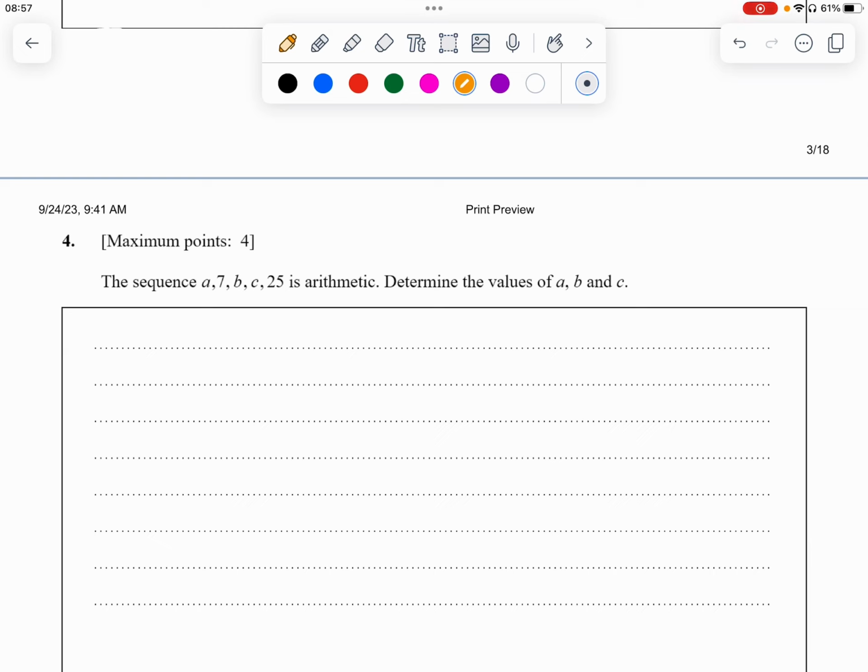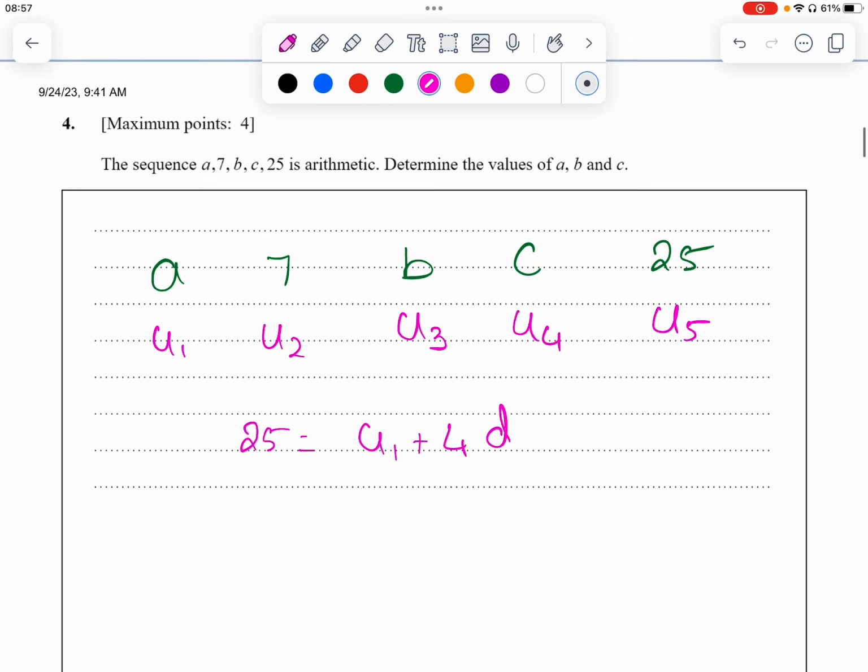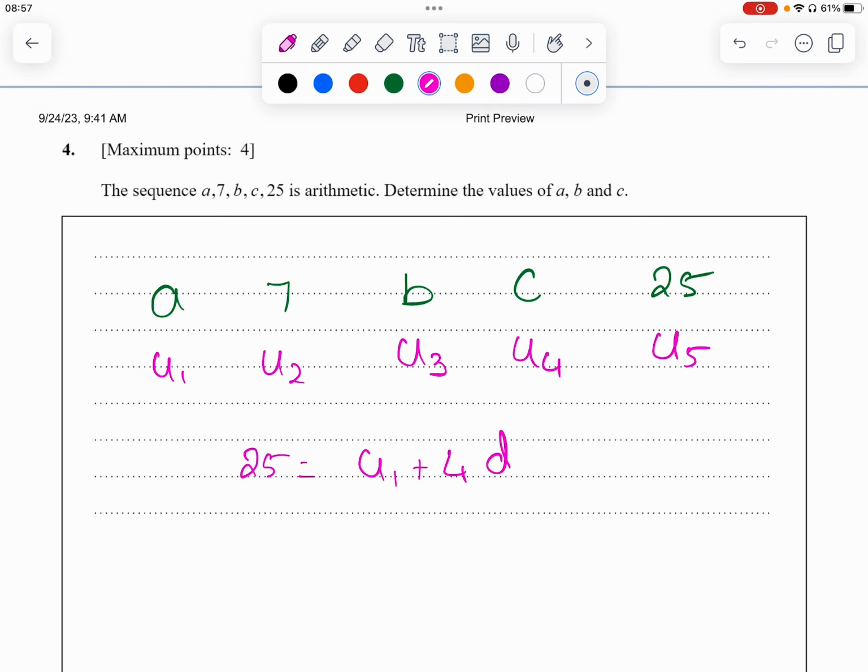Next, question number 4. The sequence A, 7, B, C, 25 is arithmetic. Find the values of A, B, C. U1, U2, U3, U4, U5. So U5 is 25, equals U1 plus 4D, 4 times D. What is U1? U1 is A. So will that be sufficient for us to solve it? A plus 4D. So we could not get that one.